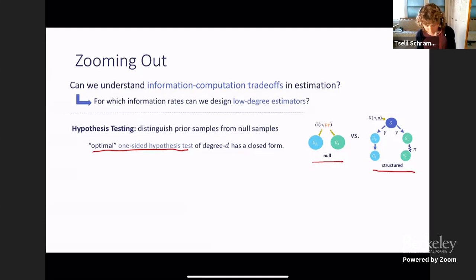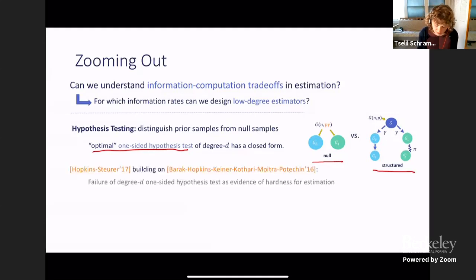It turns out that the optimal such test of degree D has a closed form. In work of Hopkins and Steurer, building on a result of Barak, Hopkins, Kelner, Kothari, Moitra, and Potechin, they propose the failure of the one-sided hypothesis test as evidence for hardness of estimation. So a lower bound against low-degree polynomials is evidence of computational difficulty for the estimation task.